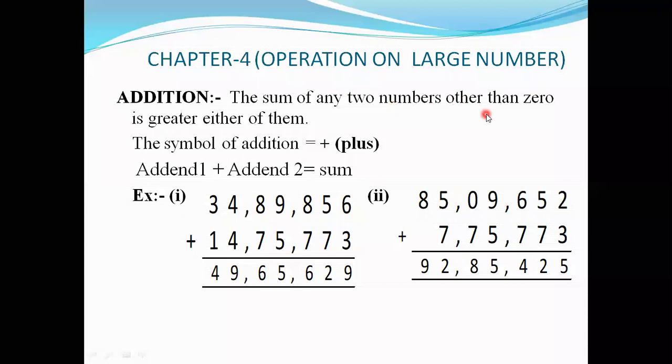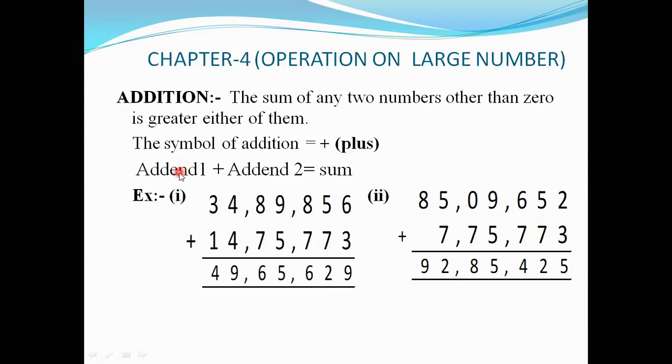The sum of any two numbers other than zero is greater than either of them. This is the first number and this is the second number. When we add them, we get the sum of these numbers, and this sum is greater than each of them. For example, 49 lakh is greater than 34 lakh and also greater than 14 lakh. The symbol of addition is plus.